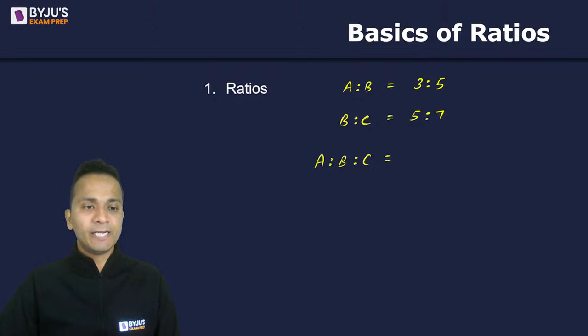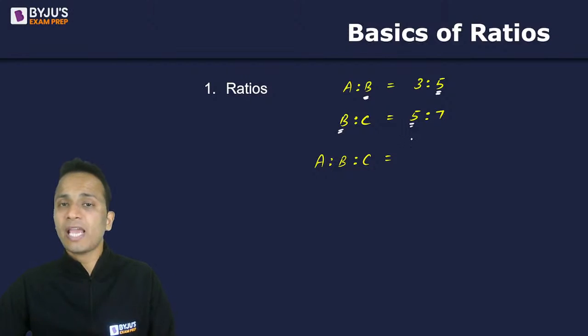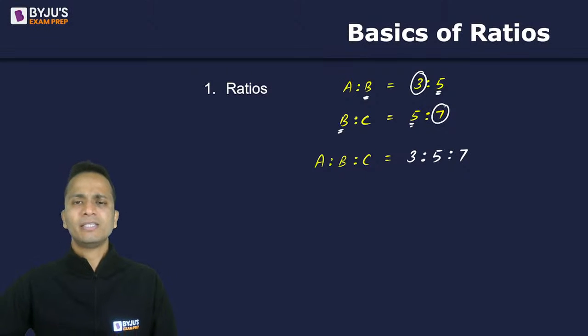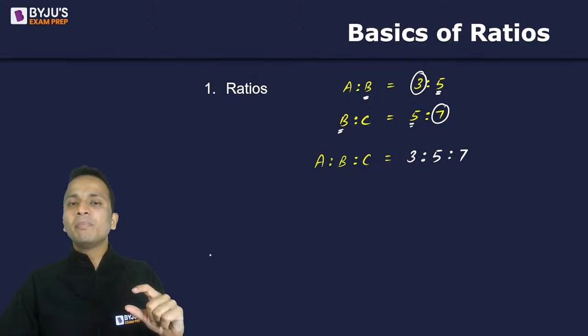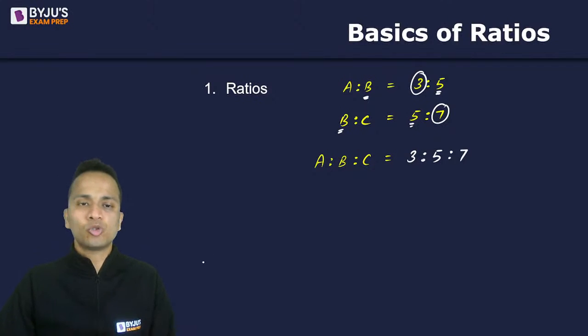Now, what you can see here is in these two ratios, B is common, and corresponding to B, the values which are written are also same. So you can easily merge this ratio and write that A is to B is to C will be 3 is to 5, which is common, is to C. C के corresponding value क्या है? 7. All right, this is simple. So the common link between these two ratios was B, and the value corresponding to B was also same.